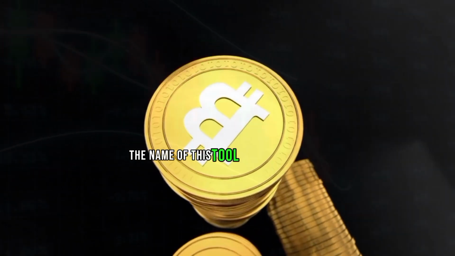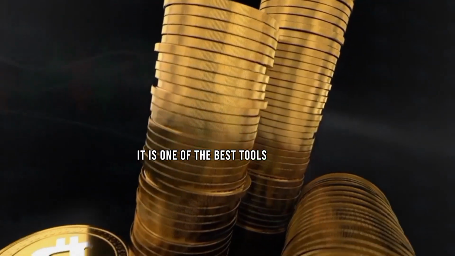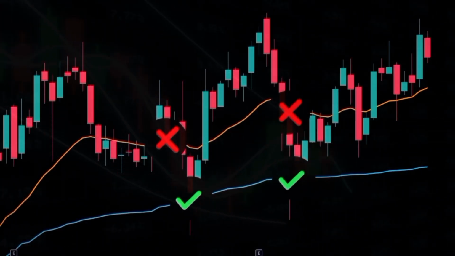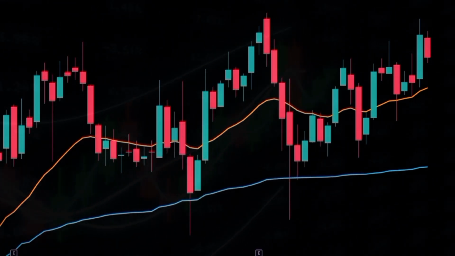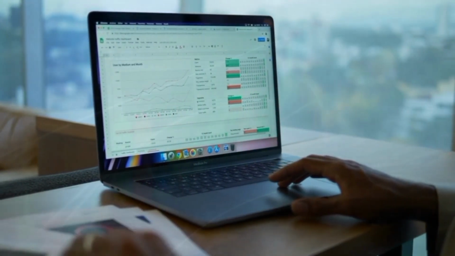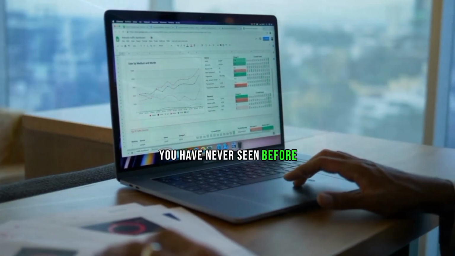The name of this tool is Anchored VWAP. It is one of the best tools out there. It has a track record of being better than any moving average and the regular VWAP. We will show you how to use the Anchored VWAP with 3 advanced strategies you have never seen before.